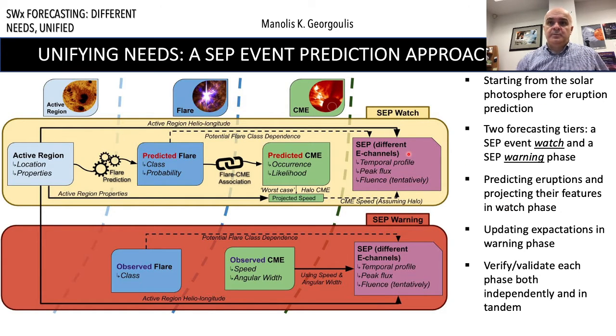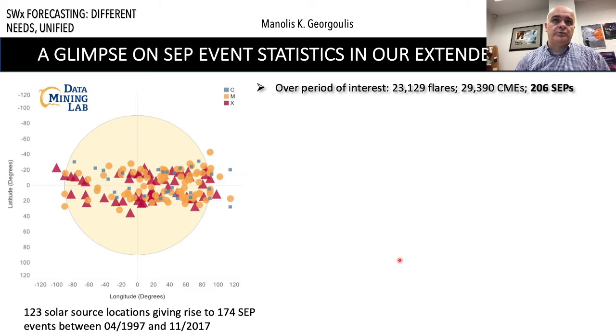An SEP watch means that there is at least one active region in the Earth-facing solar hemisphere that is capable of giving an eruption that is associated with SEP events. The second is the SEP warning phase, which tells us that an eruption is in place, in which case we should be expecting a CME. And we have different protocols, different ways to actually validate and deal with both the forecasting and the verification and validation of each of the two phases.